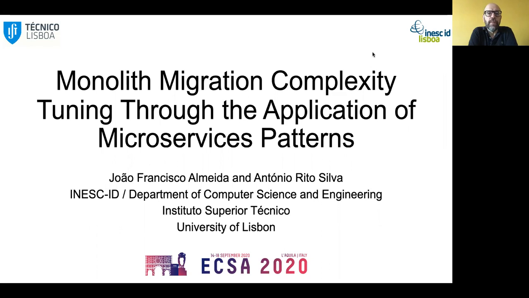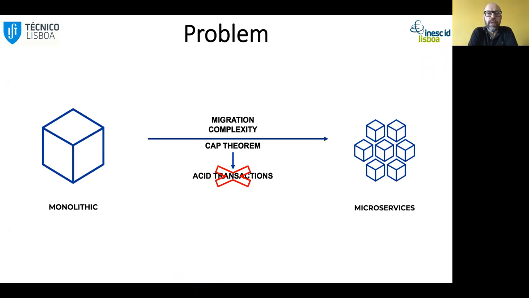I'm co-author of this paper, Monolith Migration Complexity Tuning Through the Application of Microservice Patterns, and this is work together with João Francisco Almeida. First of all, I'm going to give you a little bit of context in the problem we have been addressing in our research group for a while, where we look at the problem related with the migration of a monolith to a microservice architecture, the identification of which microservices, and our focus is on the complexity of the migration. So what is going to be the effort to migrate each one of the functionalities of the monolith to the microservice architecture?